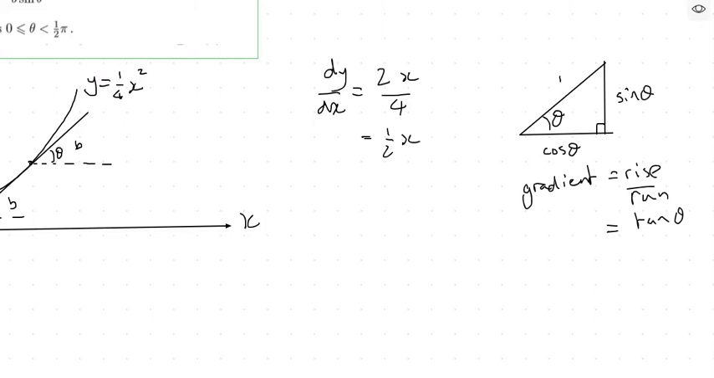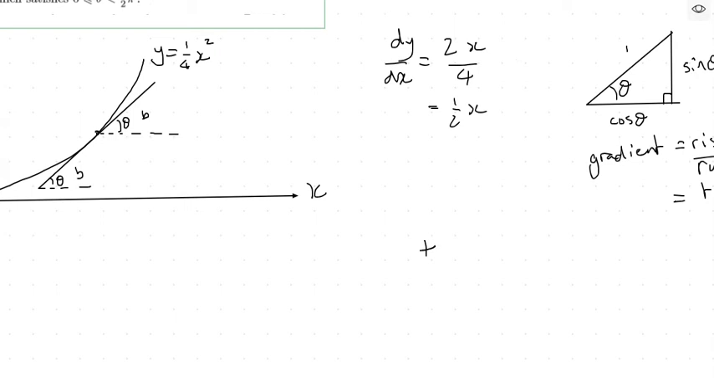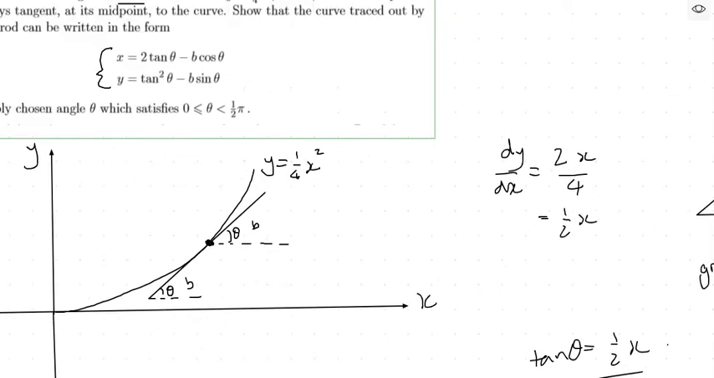The gradient of this triangle, and therefore the gradient of this, is tan theta. So tan theta must equal a half x. So x must be equal to 2 tan theta. That's at this point here. Does that make sense? Okay, it's a good start because we've got a 2 tan theta here.